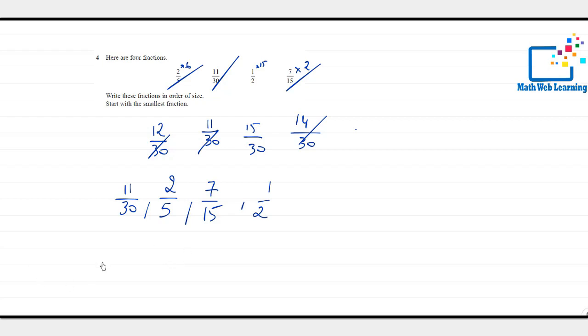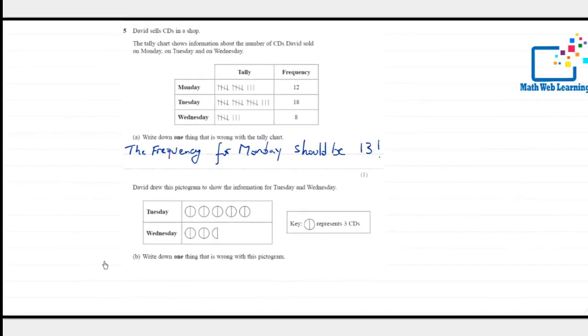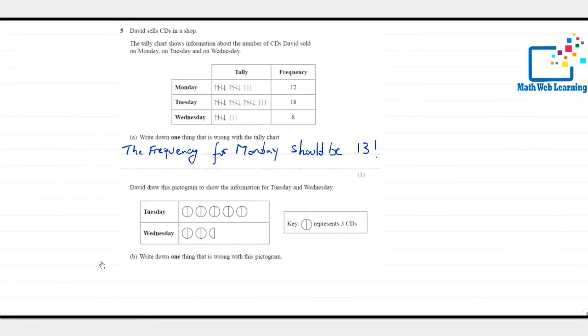Next question is question 5. Question number 5 is on tallying, or tally table, and pictogram. The question asks us what is wrong, A and B. Now I went ahead and did part A, the frequency for Monday. If you counted the tallying, you find it's 13, but they wrote down the frequency as 12. It should be 13.